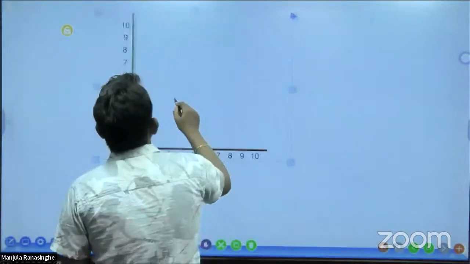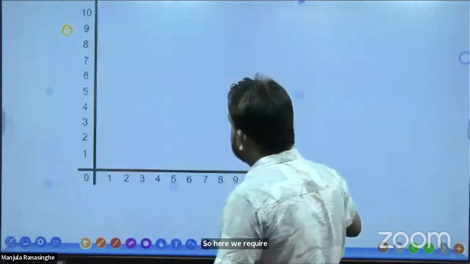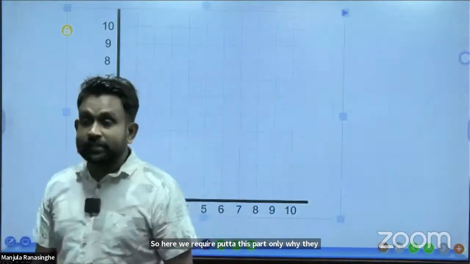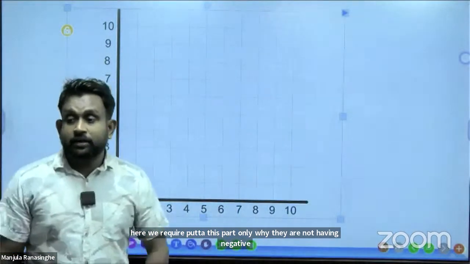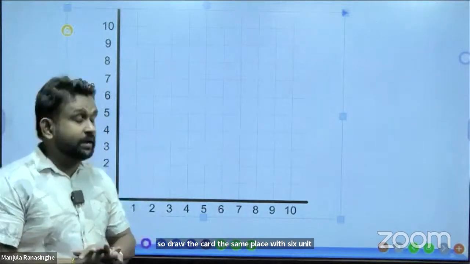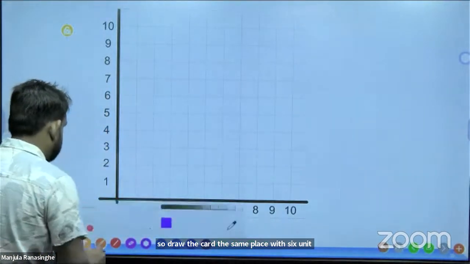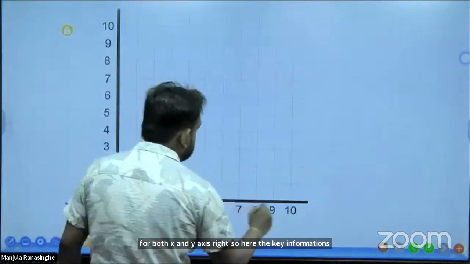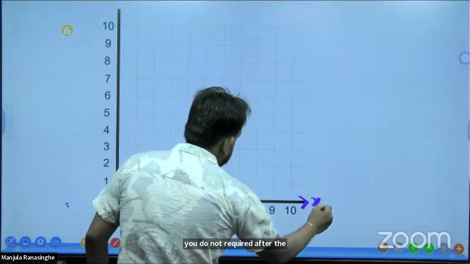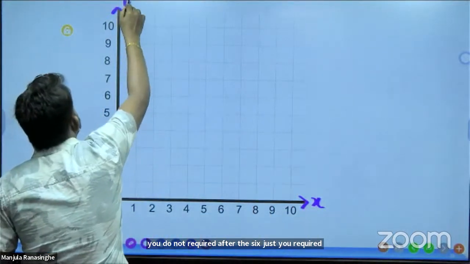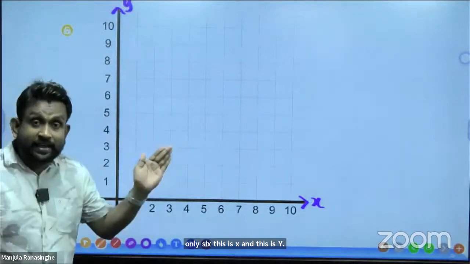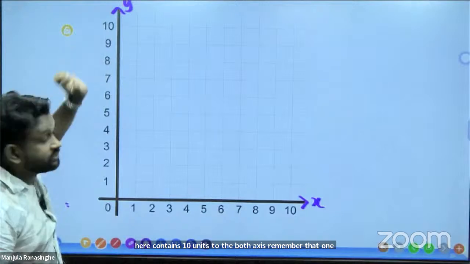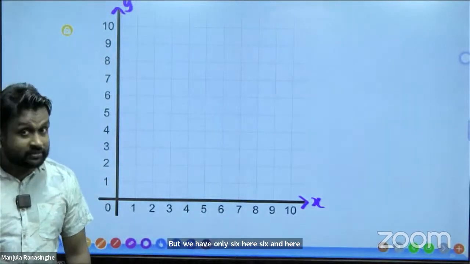So here we require only this part. Why? They are not having negative coordinates. So draw the Cartesian plane with 6 units for both x and y axis. Here the key information, you do not require anything after the 6. Just 6 is required. This is x and this is y. Here it contains 10 units on both axes. Remember that one, but we have only 6 here and 6 here. No problem, 2 marks are there.